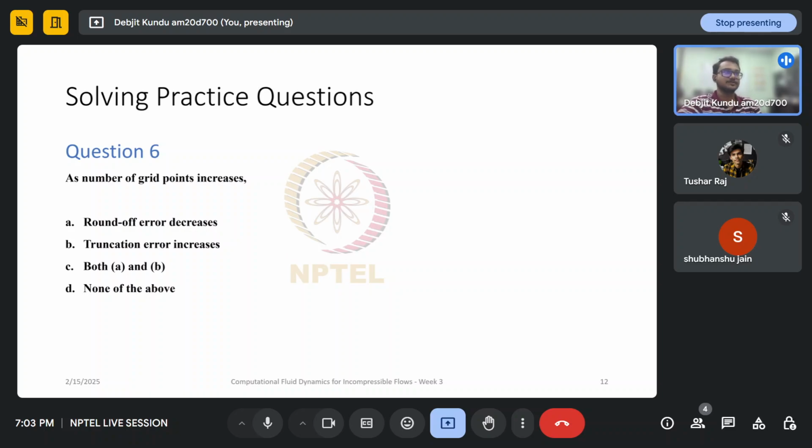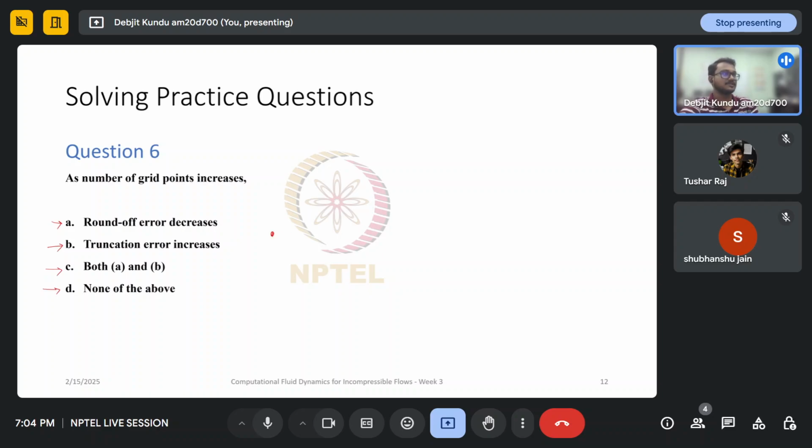Let's move on to question number 6. It's asking us that as the number of grid points increases, what happens? Option A says that the round off error decreases. Option B says that truncation error increases. Option C says both A and B. And option D says none of the above.